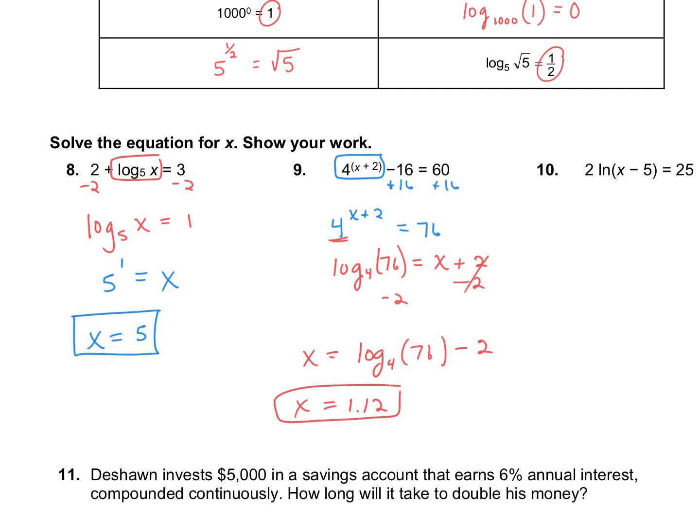And we could plug this x back in right there. 4 to the 1.12 plus 2 power, then subtract 16. It should be about 60. Not exactly because we do have a rounded answer, but we could check that to make sure that we are on track with that answer.